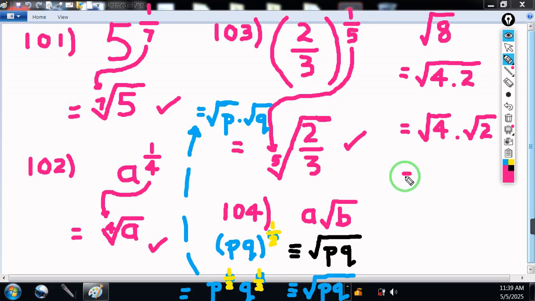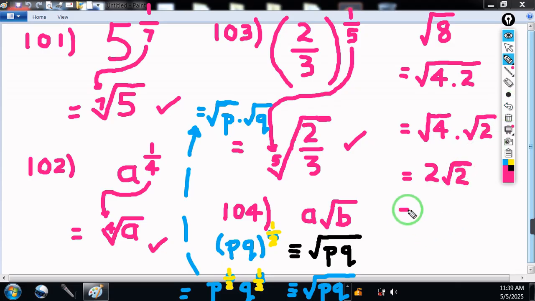However, root 4, we already know the square root, that is 2. The dot we absorb in here and we just put it as square root of 2. Teacher, there's a 2 there, isn't it? Yes, there is. But no need to write, understood.